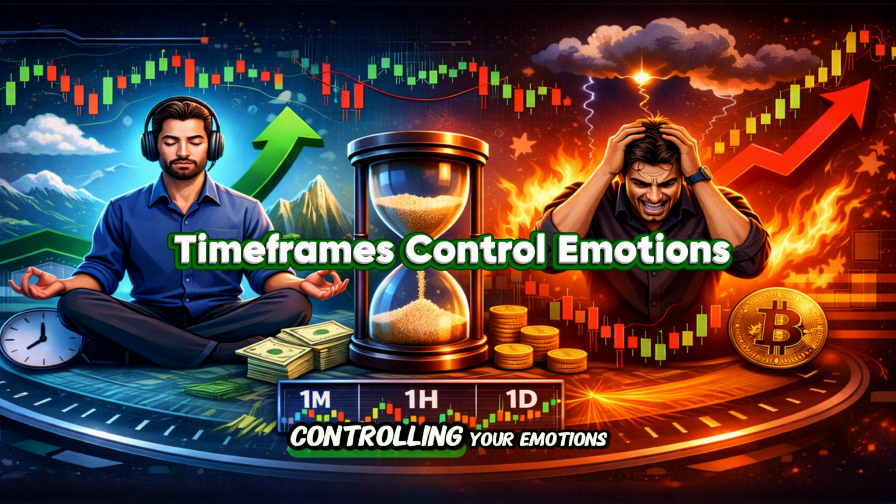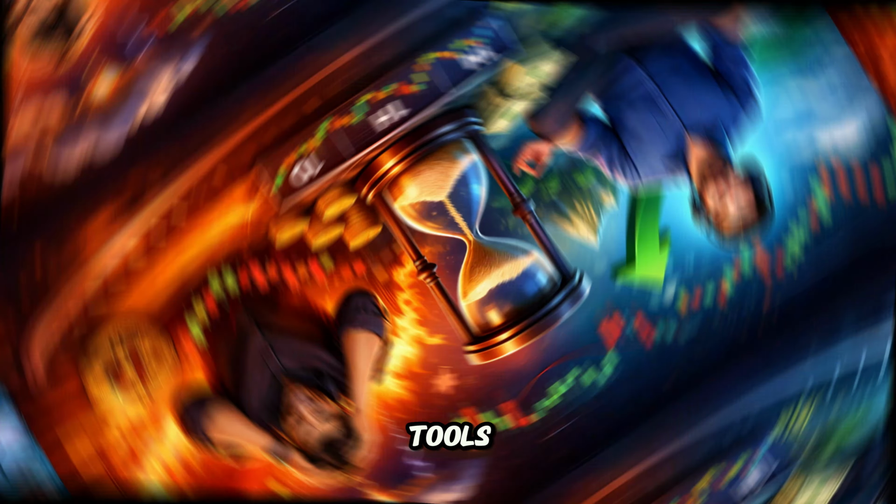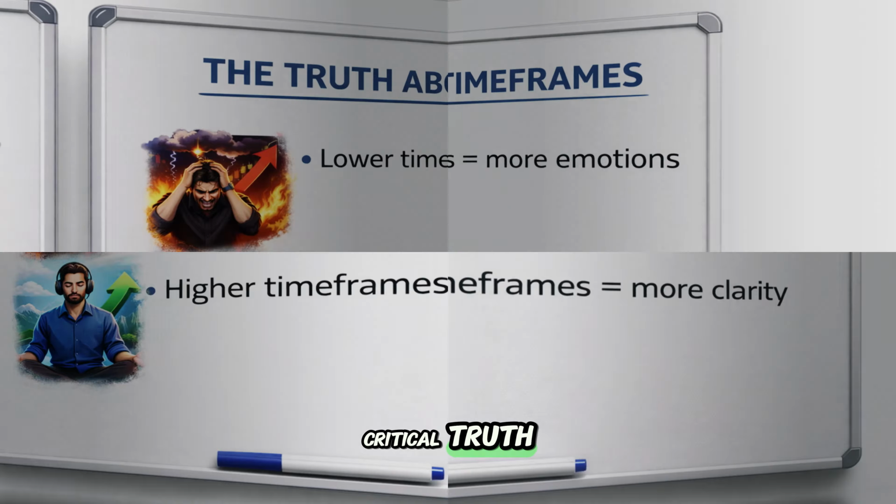Step 2. Timeframes. Controlling your emotions. Timeframes are not just technical tools. They control stress, patience, risk, expectations. Most beginners don't realize this. Here is the critical truth.